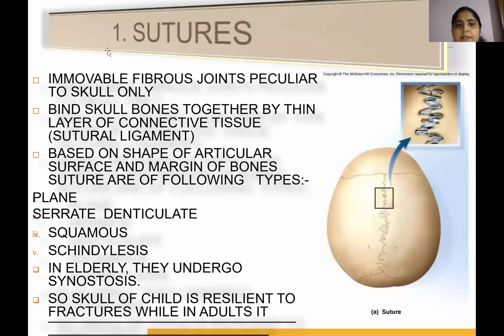Now, what are sutures? They are immovable fibrous joints which are peculiar to the skull only. They bind skull bones together by a thin layer of connective tissue. Based on the shape of the articular surface and margins of bones, sutures are of the following types: plain, serrated, denticulate, squamous, and synovial. Incidentally, they undergo synostosis, so the skull of a child is resilient to fractures, while in adults it is not.